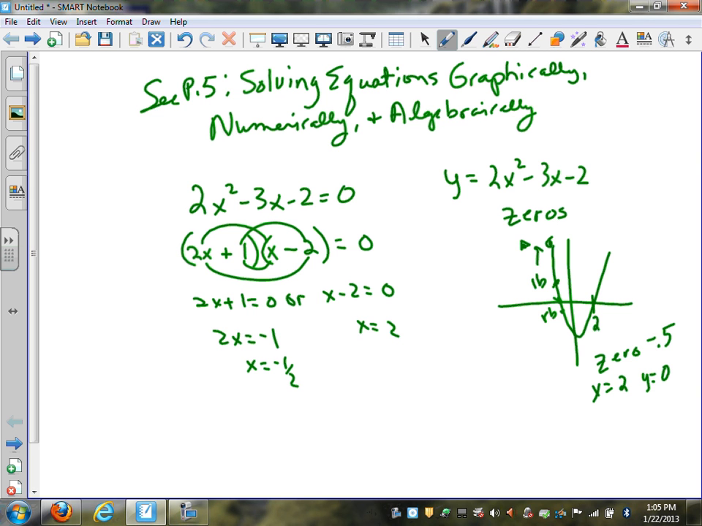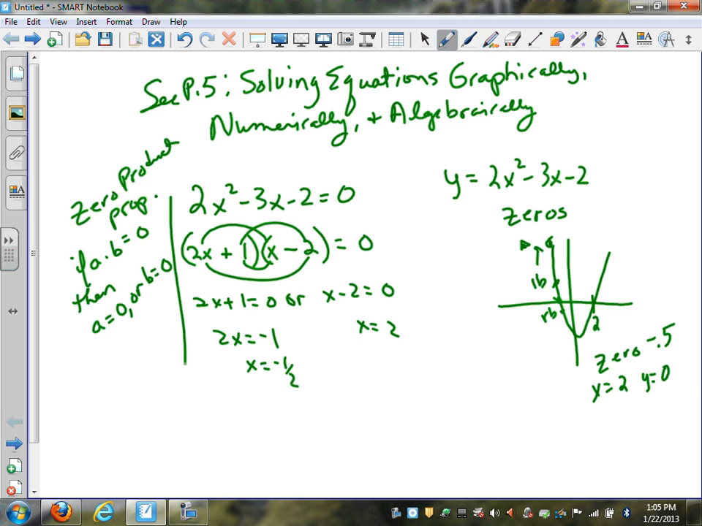Why did I know to set those equal to 0? It's called the zero product property. The zero product property says if A times B equals 0, then one of them has to be 0. Either one or the other. Or could they both be 0? It's possible that they both are 0. So you're going to be doing some factoring. Questions on that?